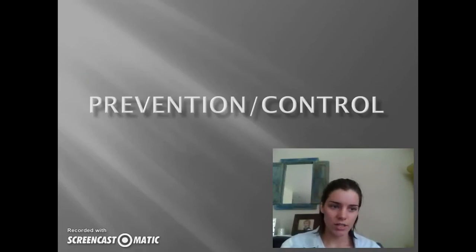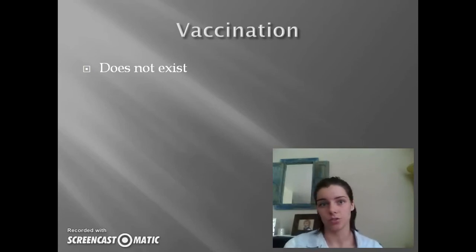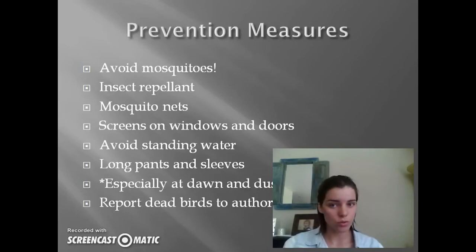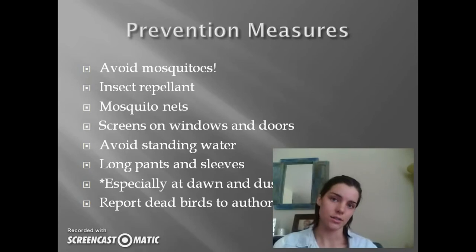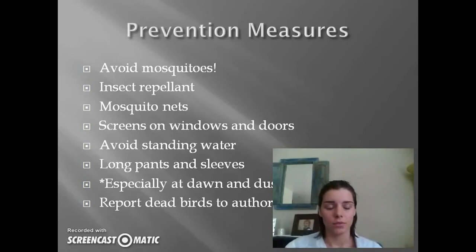So prevention and control. A vaccine does not exist. There's no vaccine for it. However, there are some things you can do to prevent getting it. The biggest, of course, would be to avoid mosquitoes. Mosquitoes are most active around dawn and dusk, so keep that in mind, and then wear insect repellent, use mosquito nets, screens on your windows and doors at your house, and then avoid standing water, like ponds, lakes, things like that.